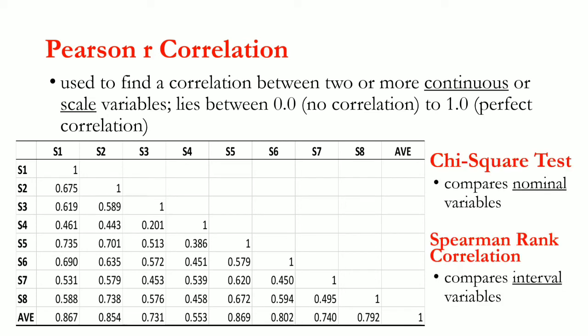If your variables are nominal, your data is nominal, then you use chi-square test. If it's ordinal, then you use Spearman rank correlation. So all these are available in Excel and SPSS.